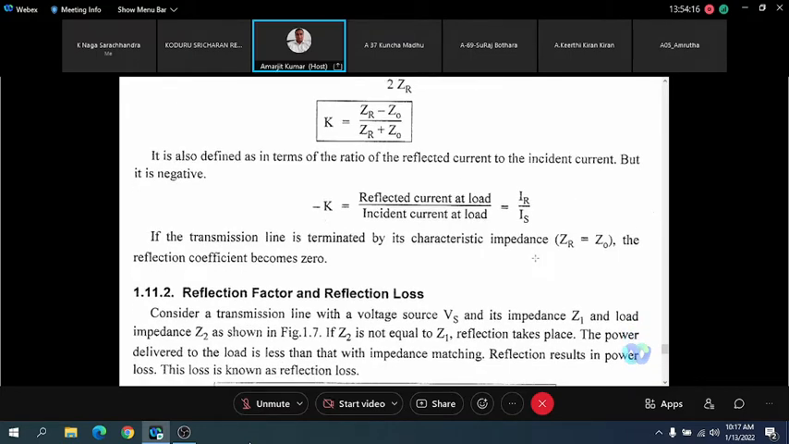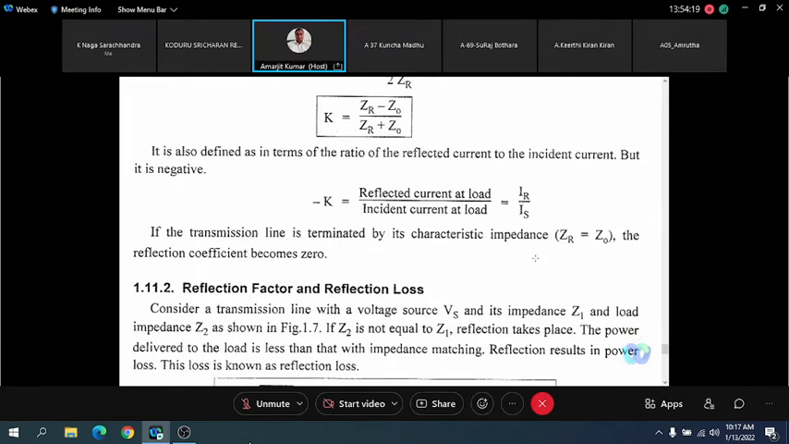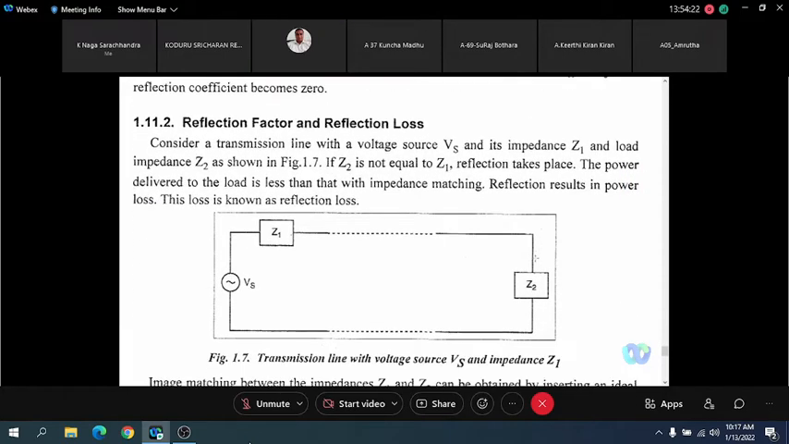Okay. Now what is reflection factor and reflection loss? Consider this transmission line. In this transmission line, we have voltage source Vs and source impedance Z1, and the termination impedance is Z2. Z2 is not equal to Z1, that means reflection will take place. Since this is not matched, the maximum power will not be delivered to the load from the source.